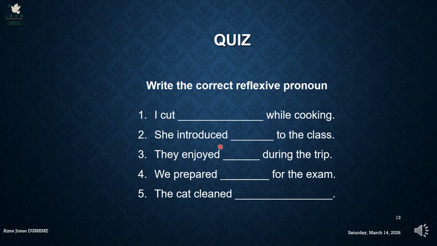For this quiz: I cut dash dash while cooking. She introduced dash dash to the class. They enjoyed dash dash during the trip. We prepared dash dash for the exam. The cat cleaned dash dash. I hope you understand that you're going to be pulling in the right answers based on the correct reflexive pronoun that is supposed to be in there. And I hope you understand the way it's done.